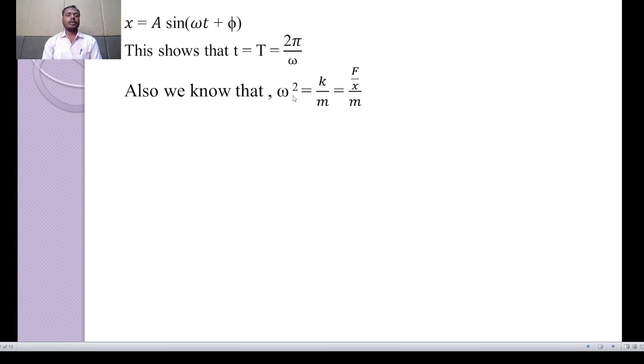Also we can write omega square. We know that the angular frequency omega square is equal to k divided by m. Instead of k, we can write F divided by x, divided by m. Finally, we can write omega square is equal to, we know that force is equal to mass into acceleration, putting the value of the force here, mass into acceleration divided by x, divided by m. Simplifying, we can write m a divided by m x, m and m get cancelled. We can write omega square is equal to a divided by x.